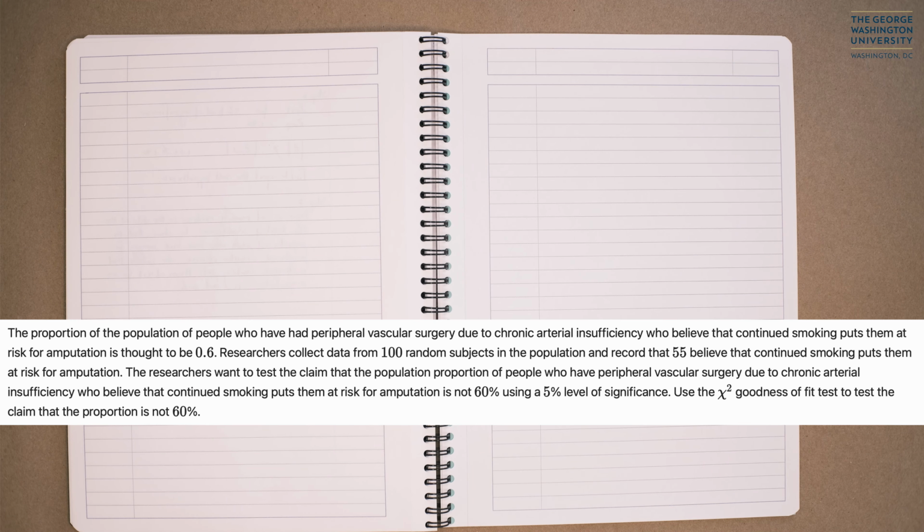So let's take a look at this problem. The proportion of the population of people who have had peripheral vascular surgery due to chronic arterial insufficiency who believe that continued smoking puts them at risk for amputation is thought to be 0.6 or 60%.